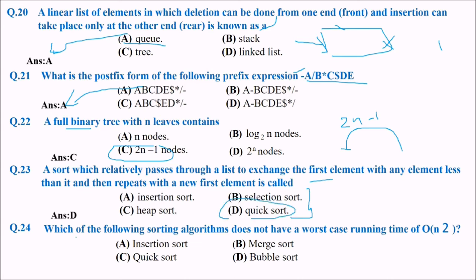Which of the following sorting algorithms does not have a worst case running time of order of n square? So, you have learned about algorithms. So the answer would be merge sort.